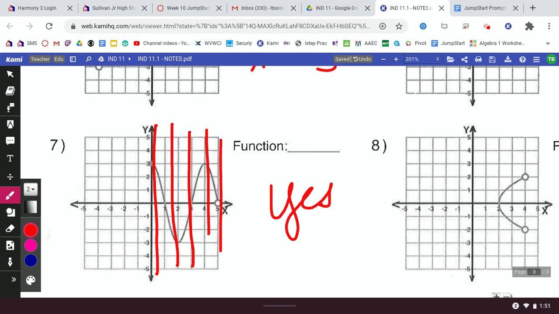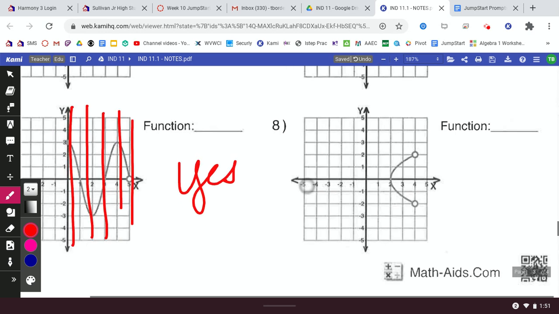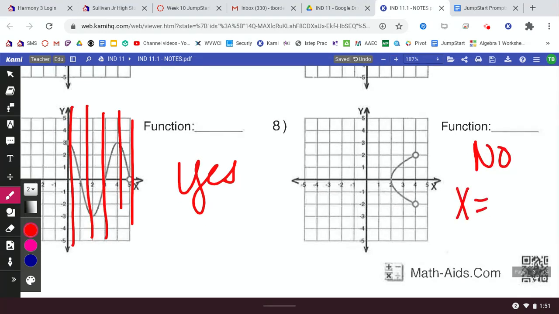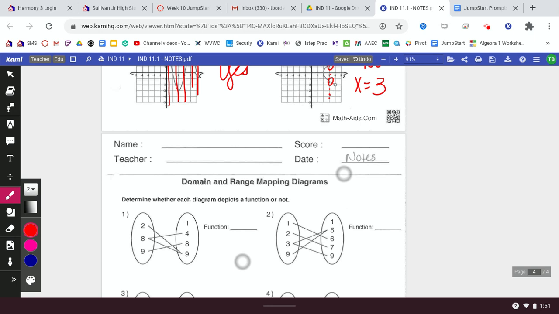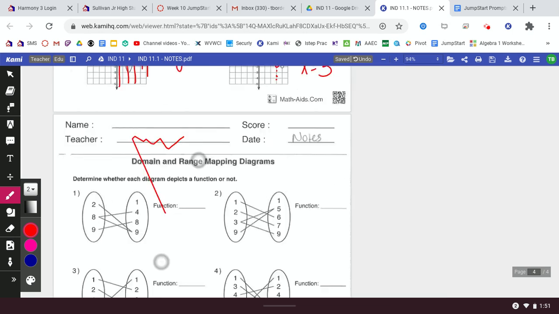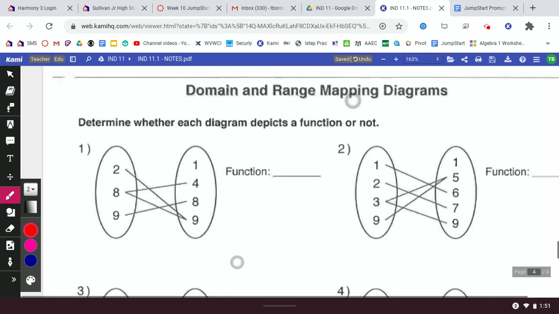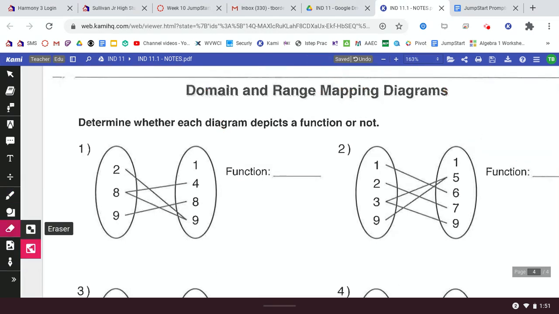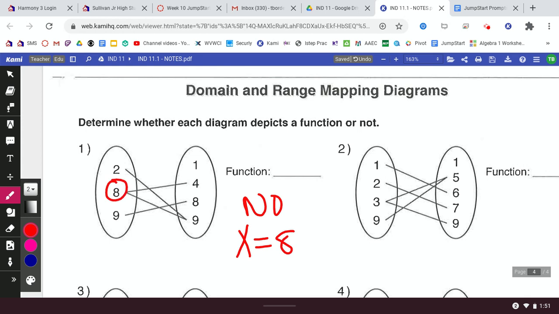Okay, Jocelyn, how about number 8? Function or no? Okay, tell me an offender. Perfect. Right here, it hits boom, boom. That's perfect. Good. All right, Paul, how about this diagram? Try to make it bigger here. I never know what pretty figure I'm going to get. All right, number 1 there. Is it a function? Yes or no? Okay, tell me an offender. Good. All right, there's your cheating 8, going out with 4 and 9.